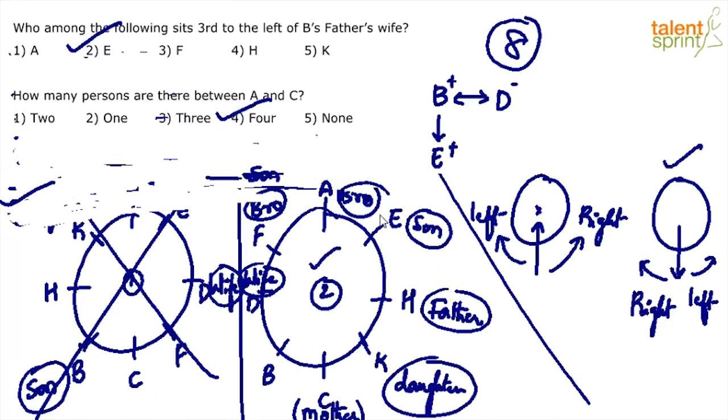Let me present the next set of questions also. Yeah, there are a few more questions. Look at this. Who among the following sits third to the left of B's father's wife? B's father's wife is B's mother, yes or no? Father's wife is like mother, so I can replace this with mother. So who among the following sits third to the left of B's mother?